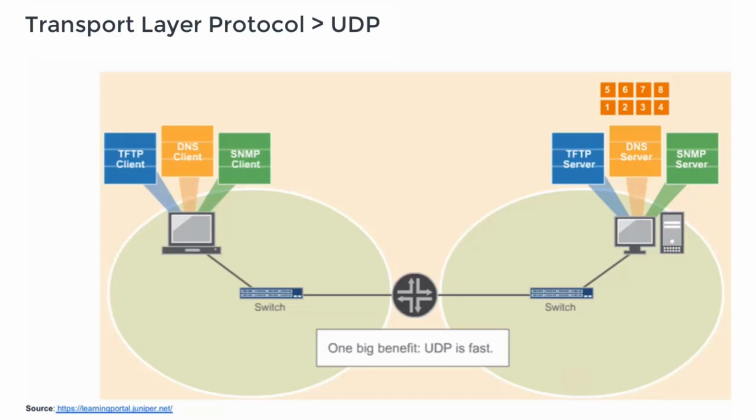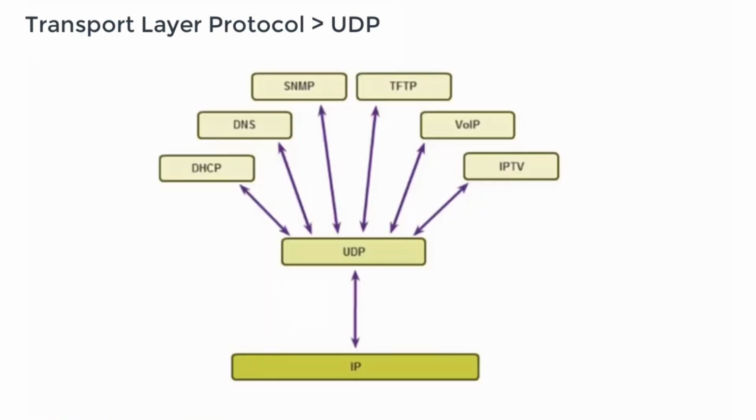DNS, the Domain Name System, uses port 53. DNS uses UDP for its name queries, but it can use TCP for less common tasks. DNS is commonly used to translate domain names into IP addresses. SNMP, the Simple Network Management Protocol, uses ports 161 and 162. It is uncommon, but SNMP can also use TCP. SNMP is used to monitor and manage network devices.